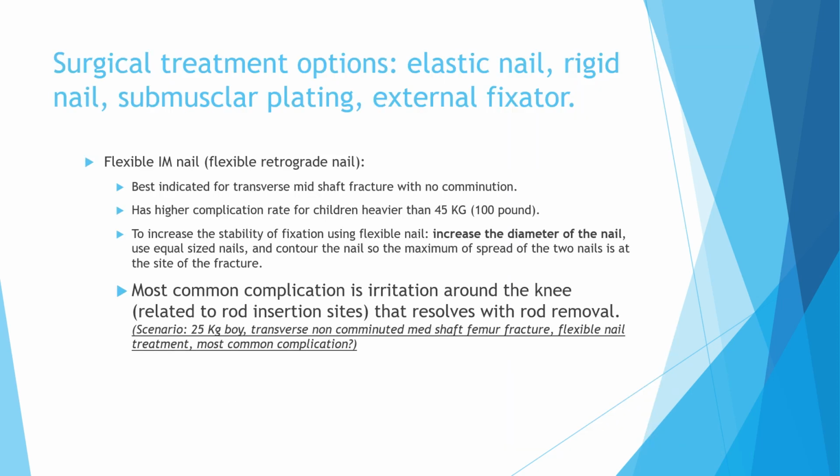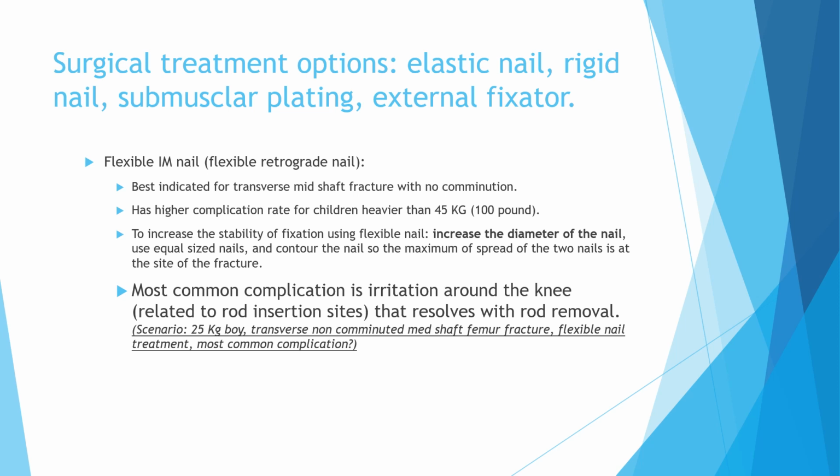What are the surgical options for pediatric femoral shaft fracture? There are basically 4 options: elastic nail, rigid nail, submuscular plating, and external fixator. We'll start with the flexible nails. These are one of the most common treatments for pediatric femoral shaft fracture. They are put usually in a retrograde manner. It means that we go from the knee going proximally.